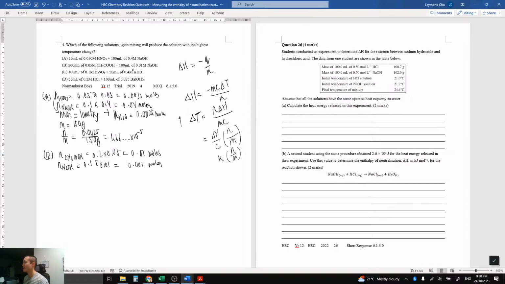So again, 1-to-1 molar ratio. Moles of water should be 0.001, and our ratio can now be 0.001 over 300 grams. So we know this one's not it because A is still biggest. Now this one's a bit tricky because it's not a 1-to-1 molar ratio. So let's work out the moles first.